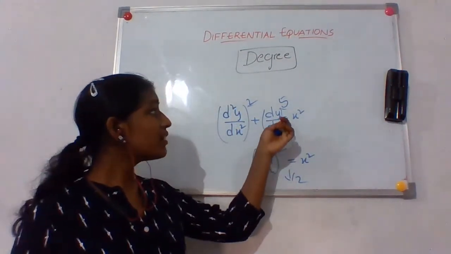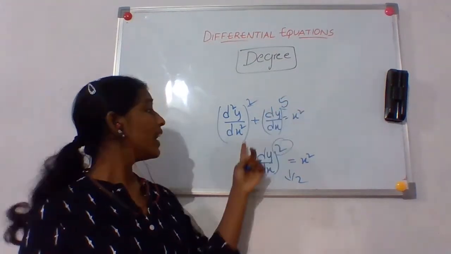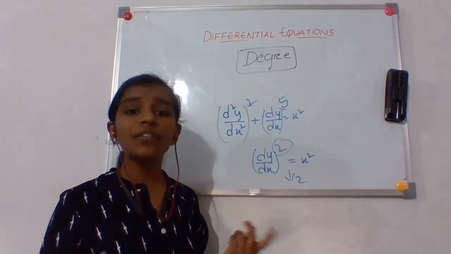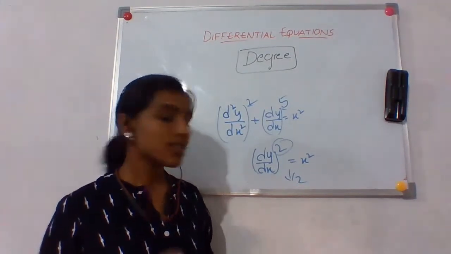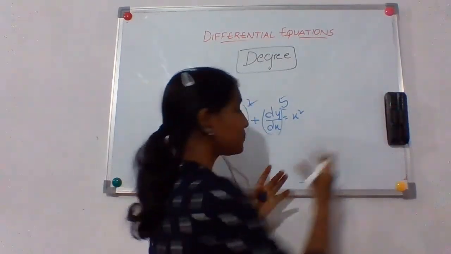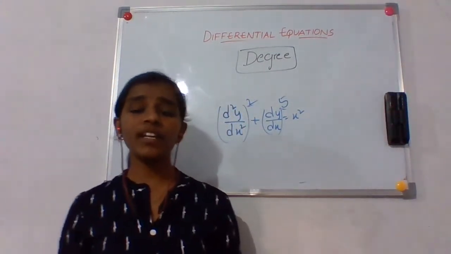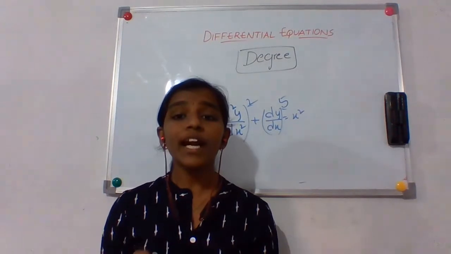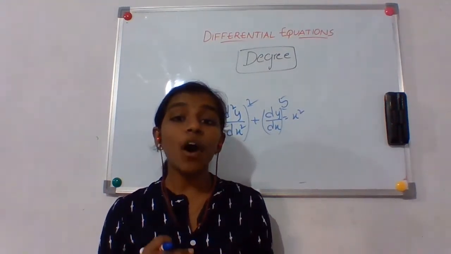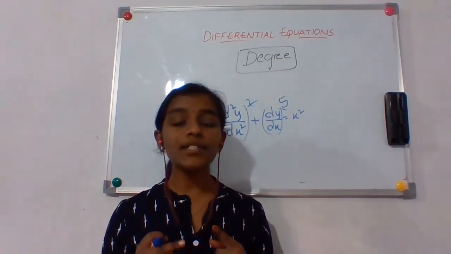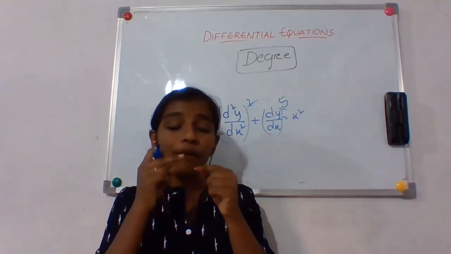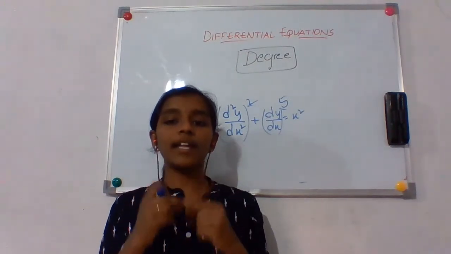But here I have the power of this as 5 and I have the power of this as 2. Then what do I need to take the degree of the differential equation as? So then we are going to use another point: when we are discussing degree, we are going to take the power of the highest order derivative. Highest order derivative, not the highest power, the power of the higher order derivative.